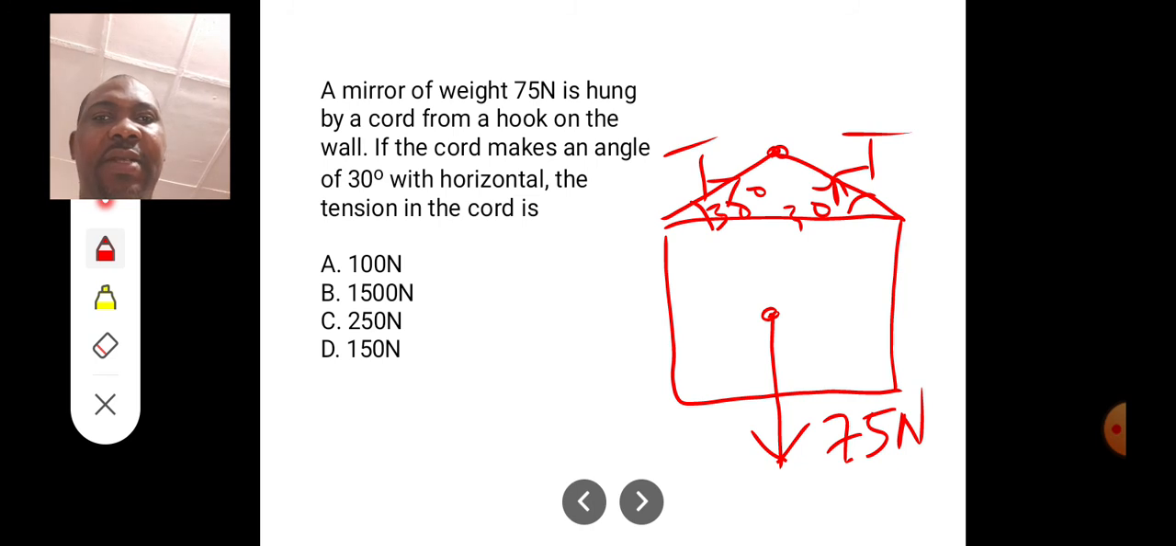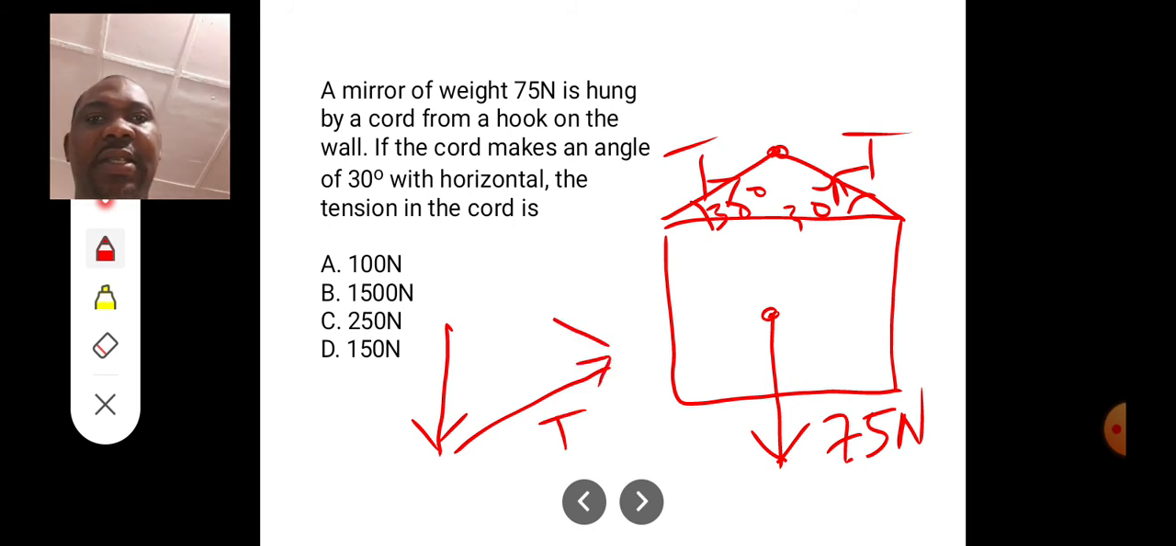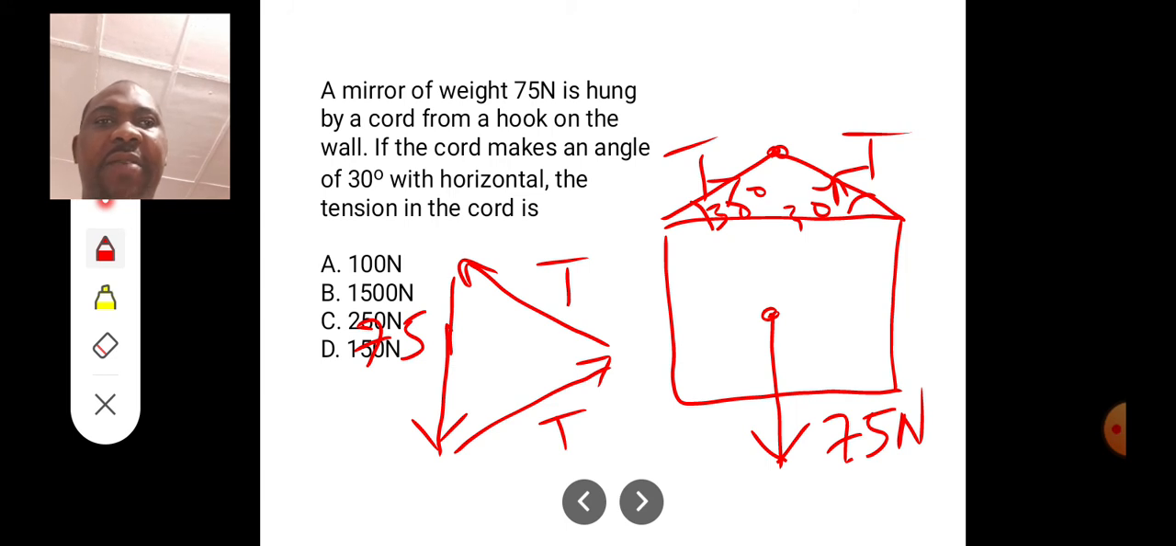Now I start with my 75 newtons acting downwards, and I continue with one of the T's, which is acting this way. So this is T, the other T is acting this way. This T, that gives me a triangle. Remember that each T makes an angle of 30 degrees to the vertical. In my triangle here, I don't have any vertical, so if it makes an angle of 30 degrees to the vertical, it makes an angle of 60 degrees with the horizontal, because perpendicular means 90 degrees, so 90 minus 30 will give us 60.